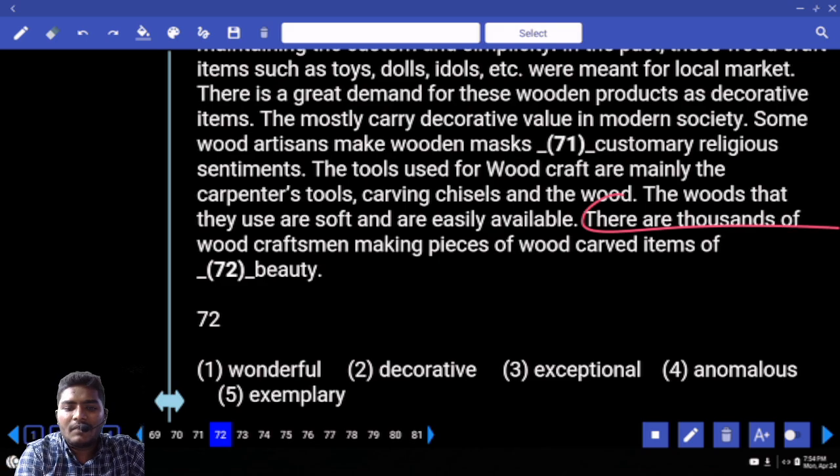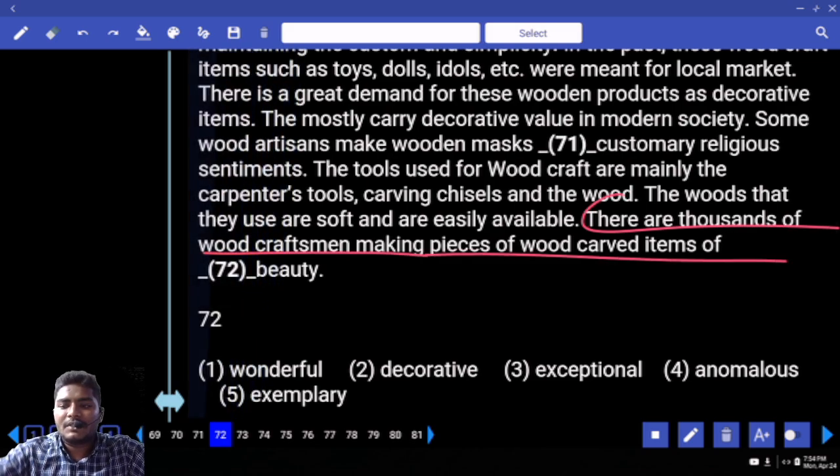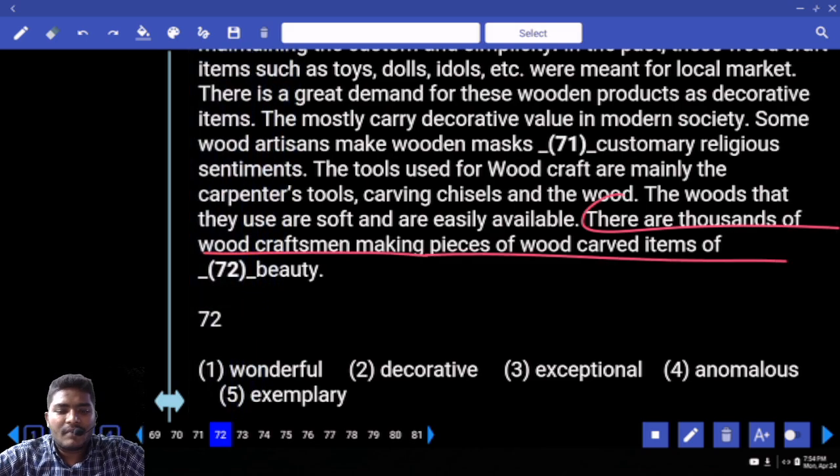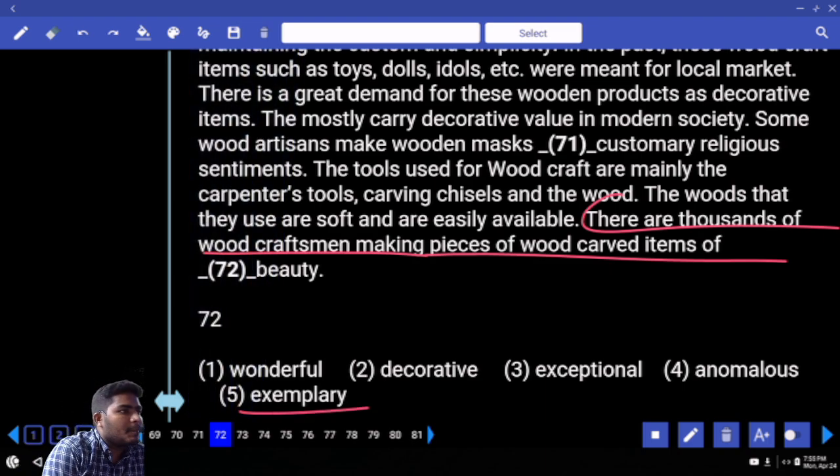There are thousands of wood craftsmen making pieces of wood, carved items of dash beauty. Tell me your answer. Wonderful beauty, decorative beauty, exceptional beauty, anomalous beauty, exemplary beauty. Let us eliminate two options first of all. Which option shall we eliminate? Exemplary. What does it mean by exemplary? Only to show the example, not related.